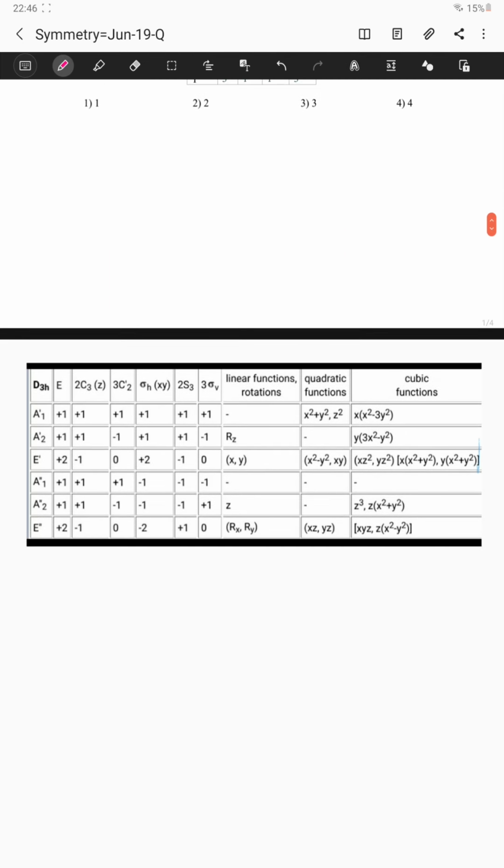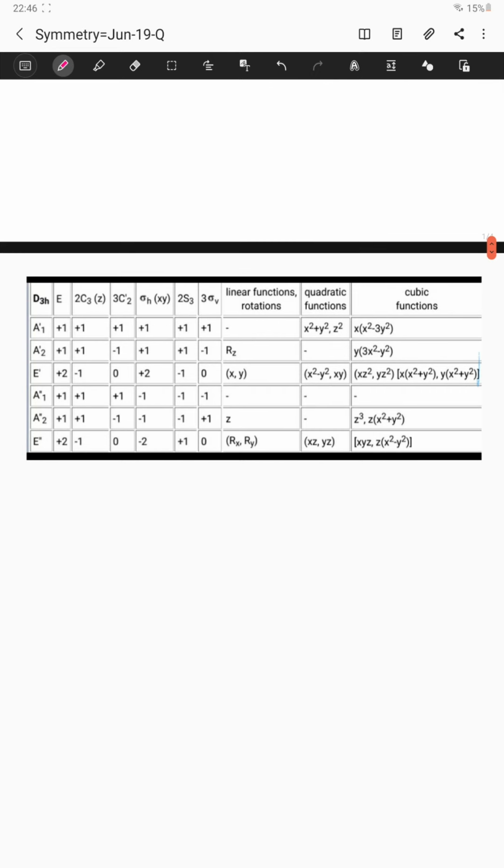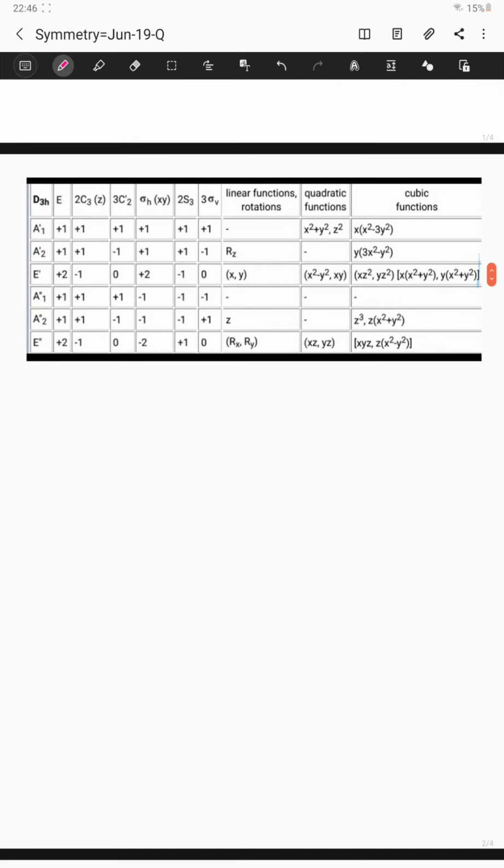Trigonal bipyramidal geometry belongs to the D3h point group. So here I am providing a character table, and how is the sigma bond d orbital participation related to the character table? Let us understand. The D3h character table has 12 symmetry elements, starting from E up to sigma v.